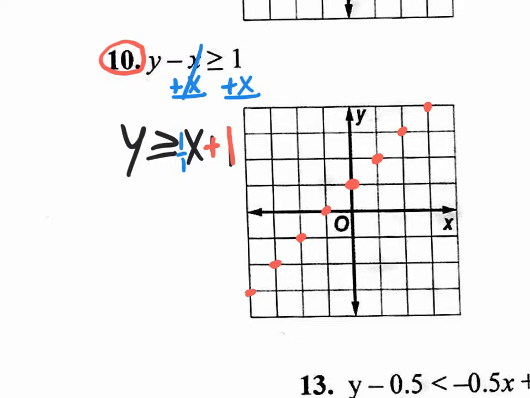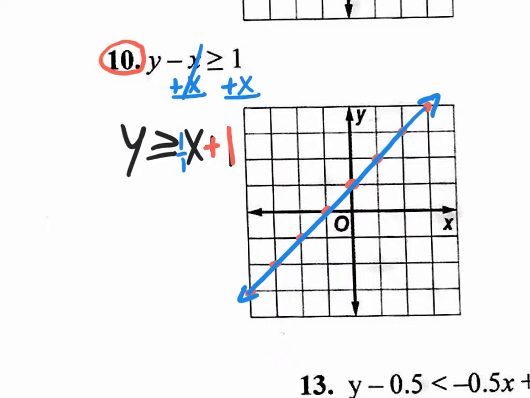Anyway, is this going to be a solid line or a dotted line? Solid. So we draw a solid line right through all these dots. You don't even need a ruler if you use the pattern. And now we need to shade in either one side of the line or the other side of the line. You could use any point you want, but the easiest point to use is what?